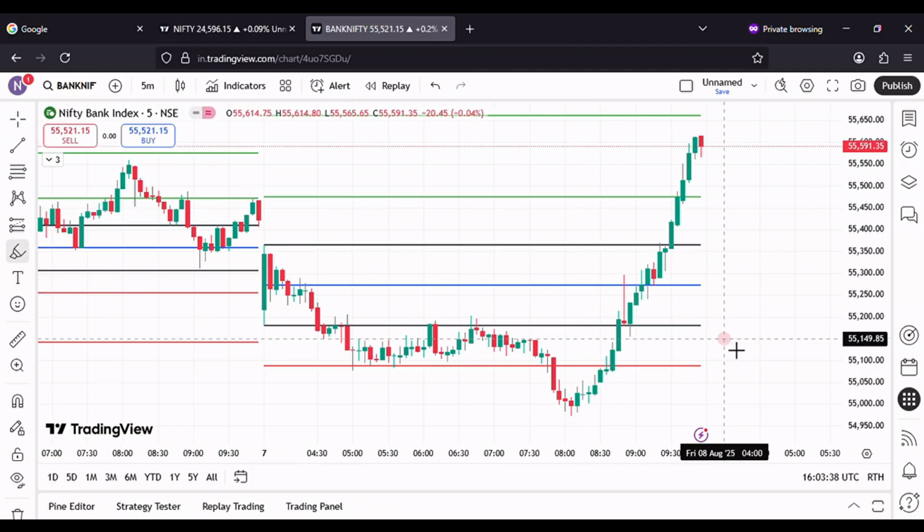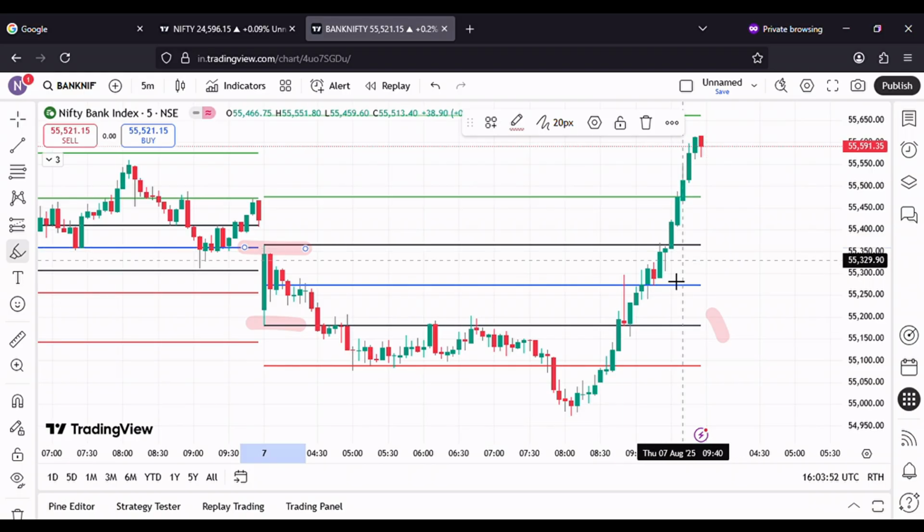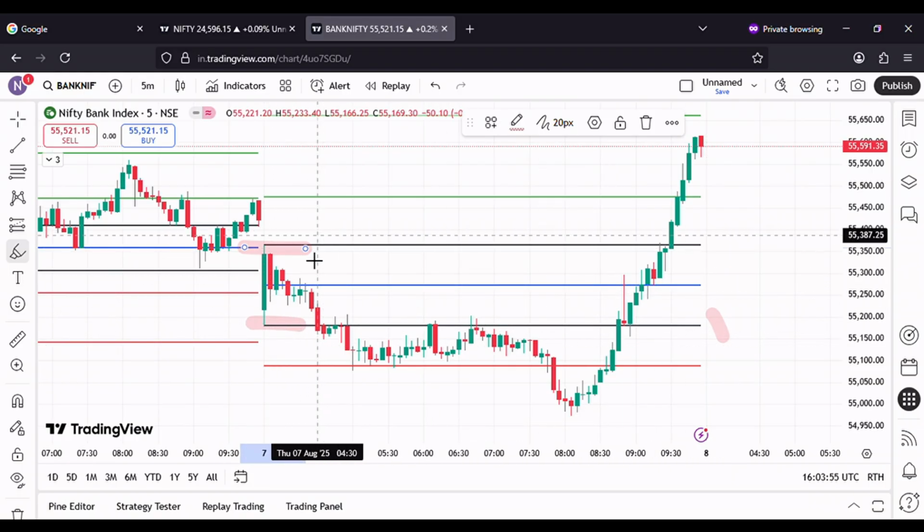See, this is the first 5-minute candle's low, this is the first 5-minute candle's high. So it has been marked. It will be marked continuously for first day. For full day it will be marked. The high, low and the mid level.